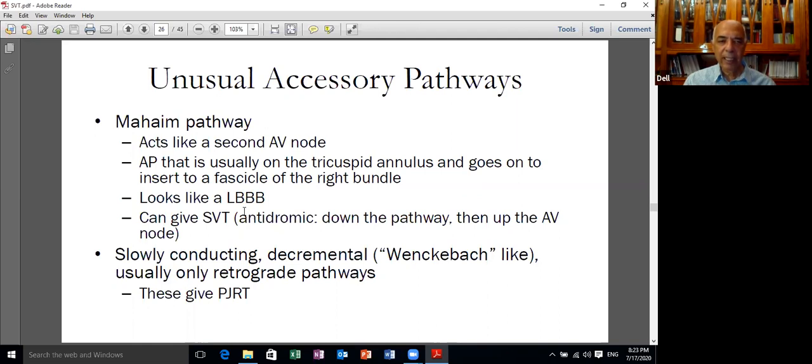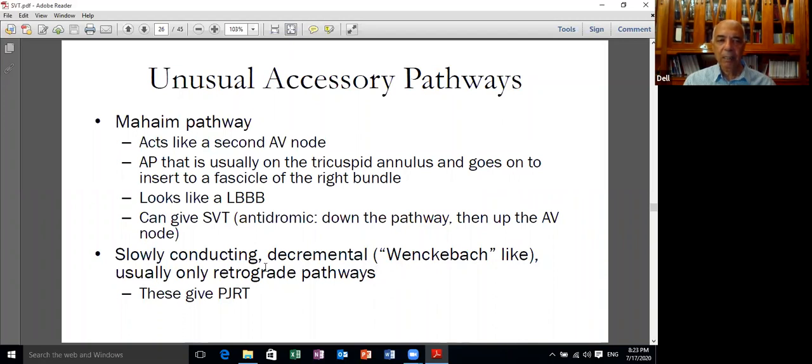And this is the second unusual form of accessory pathway which produces decremental conduction. Usually accessory pathways do not produce decremental conduction except under these two circumstances. And decremental means that if you accelerate the impulse passage through the pathway, it decays. It produces a Wenckebach conduction, and then it stops conducting altogether.